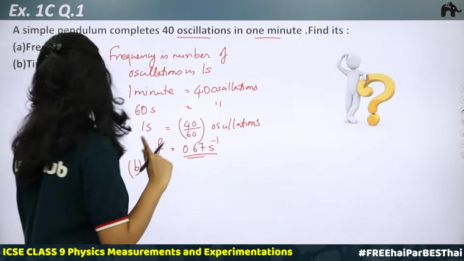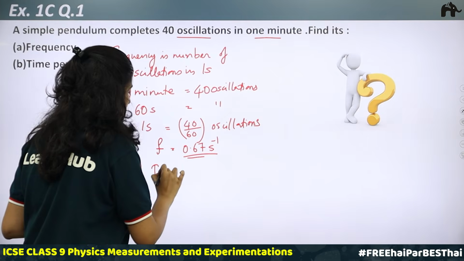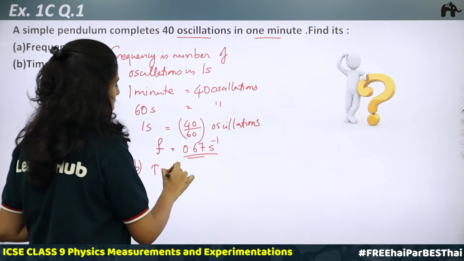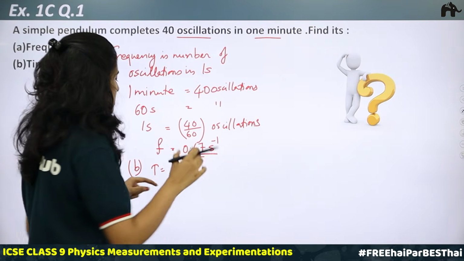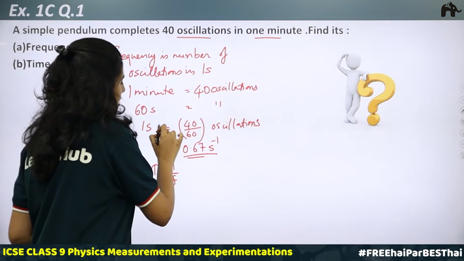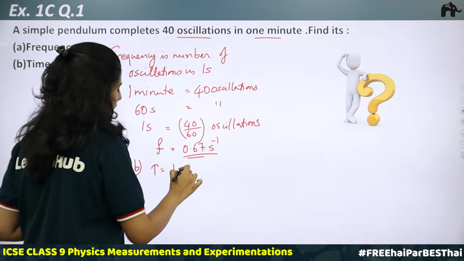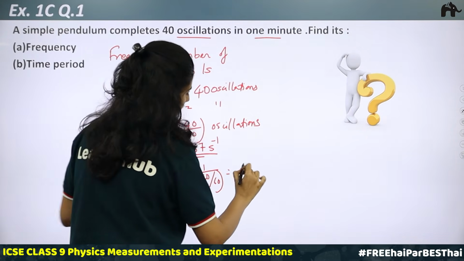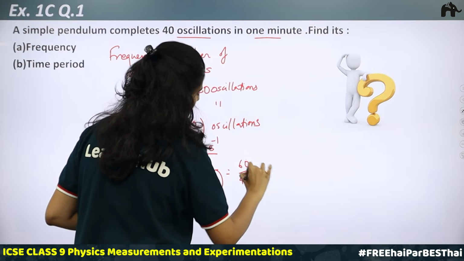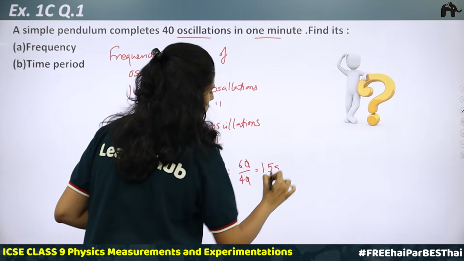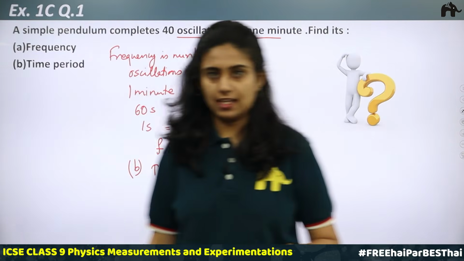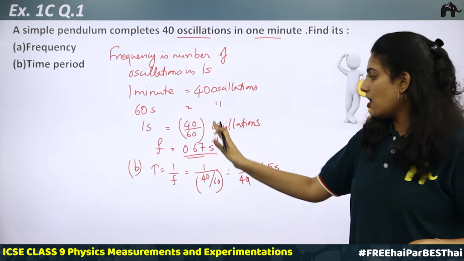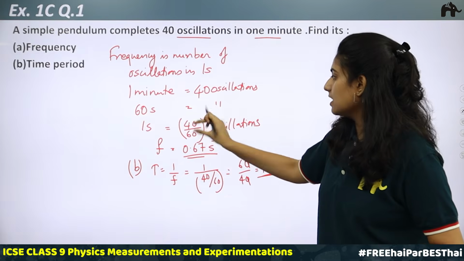What is the relation between time period and frequency? We have time period is equal to 1 by frequency, or frequency is equal to 1 by time period. Here frequency is 0.67, 1 by 0.67 you will get, or you can just take this. Here we have frequency is 40 by 60. So this is equal to 1 by 40 by 60, which is equal to, taking reciprocal, 60 by 40 equal to 1.5, and the unit is seconds. So the time period is 1.5 seconds. Understood? So you can find frequency and then find time period, or time period will be equal to, just need to take the reciprocal of this value.